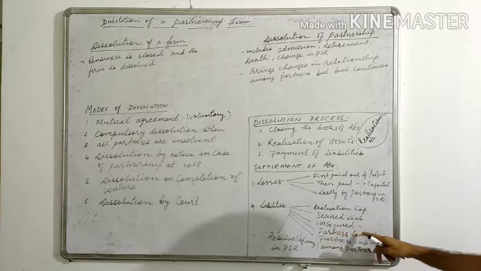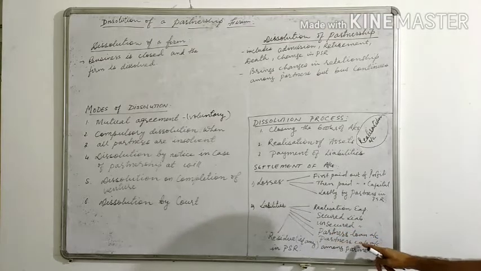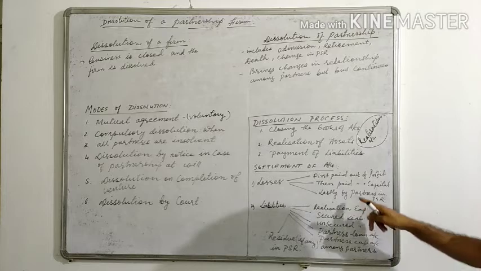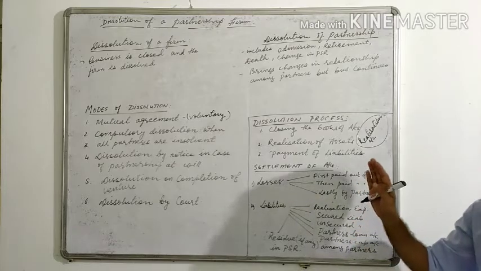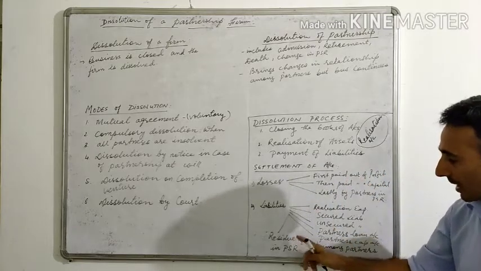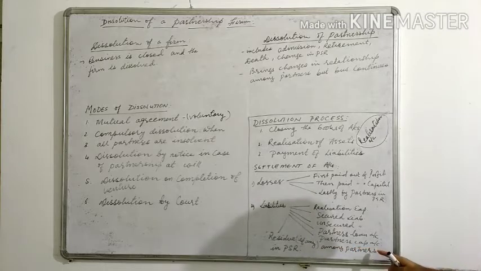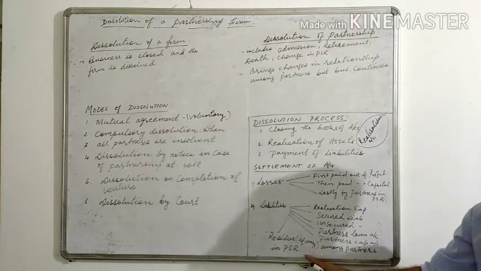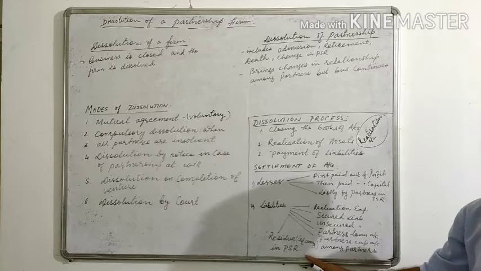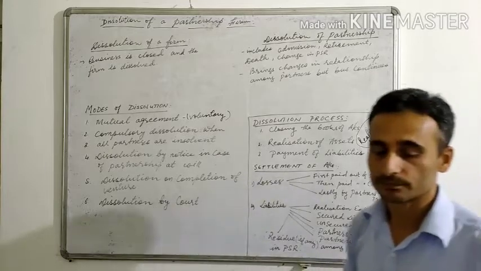Then you will pay the partner's loan account. Then pay the partner's capital account. After paying all this, if there is any residue left, then that balance amount will be distributed among the partners in profit sharing ratio. Right?